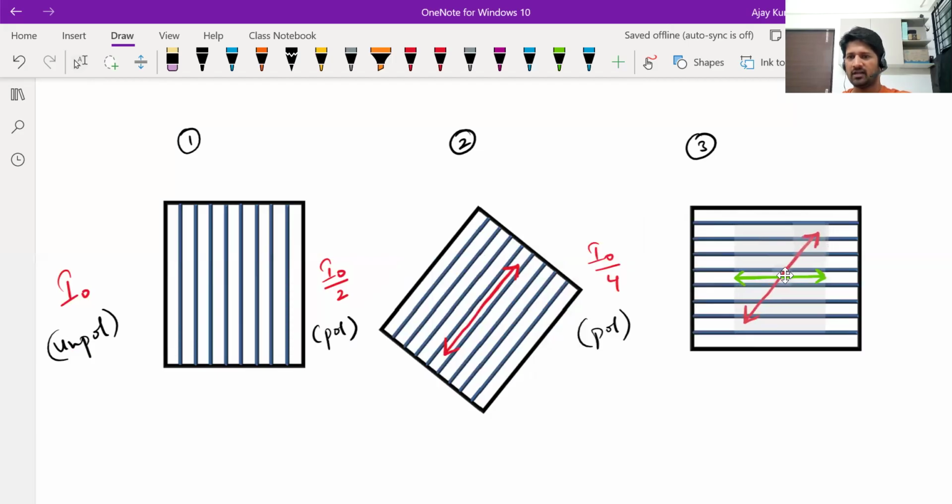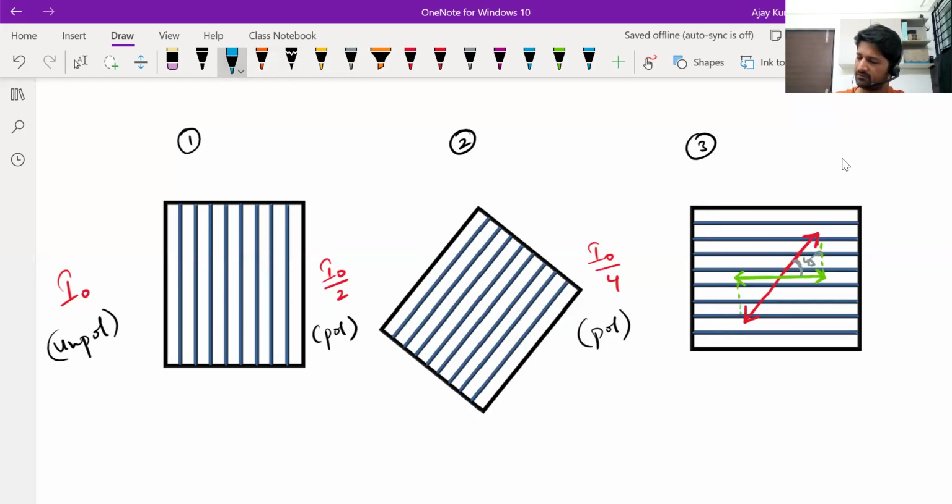The second Polaroid allowed light at an angle 45 degrees with the y-axis. That light's intensity was I naught by 4. What the third Polaroid is doing is it is further trimming it down. And what is the angle between the pass axis of the third one and the electric field in the second one? 45 degrees. So apply Malus's law.